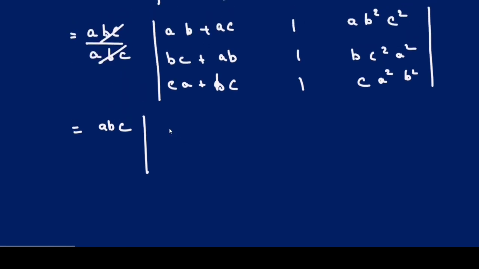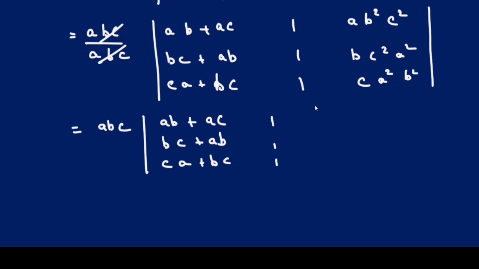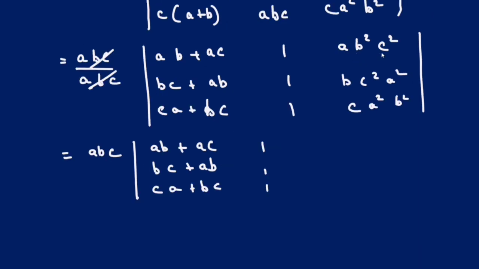So the first column as it is: ab plus ac. Second column: bc plus ab. ca plus bc. This is 1, 1, 1. I have taken abc. That means what is left here? bc is left. And here, what is left when I take ca? Here abc I have taken, so ab is left. Now you want to prove it equal to 0.